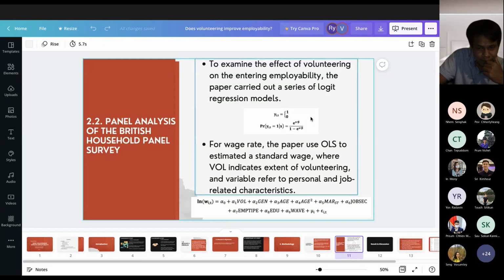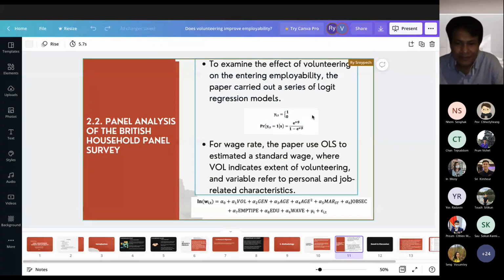And I'm not really sure how to explain these two equations or where they come from, because the paper itself just shows us these two equations, so I'm not quite sure what they really mean. But it just shows us that in order to examine the effect of volunteering on entering employability, they use this kind of regression model.